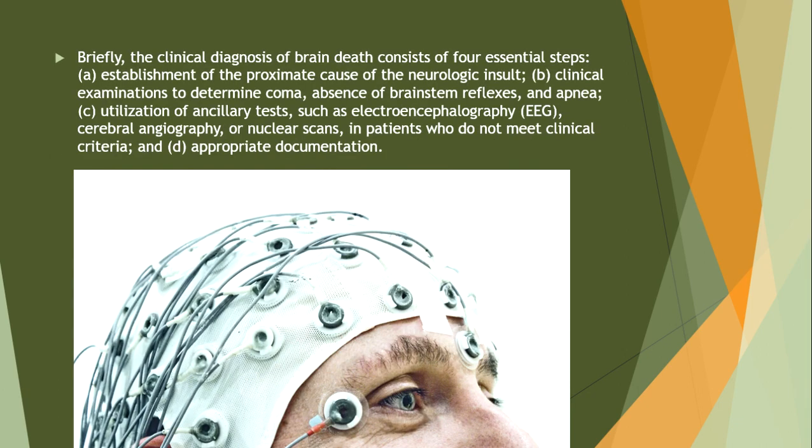Briefly, the clinical diagnosis of brain death consists of four essential steps. A. Establishment of the proximate cause of the neurologic insult. B. Clinical examination to determine coma, absence of brainstem reflexes, and apnea. C. Utilization of ancillary tests such as electroencephalography, cerebral angiography, and/or nuclear scans in patients who do not meet clinical criteria, and appropriate documentation.